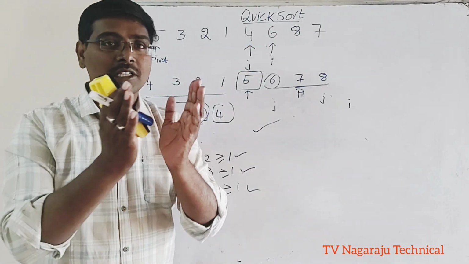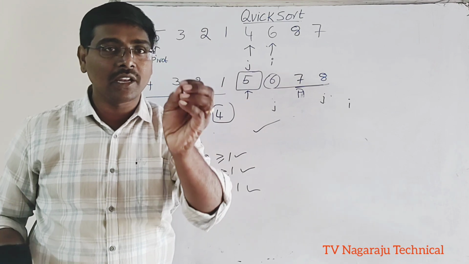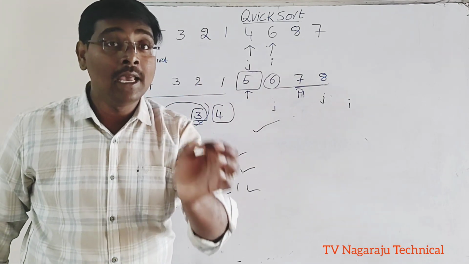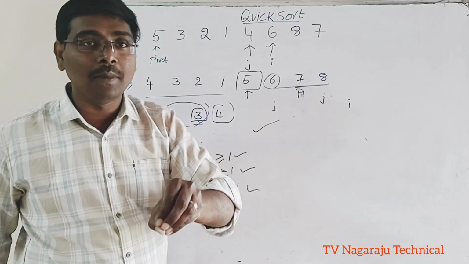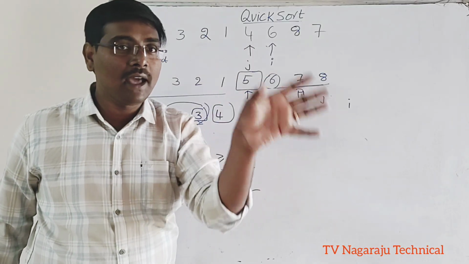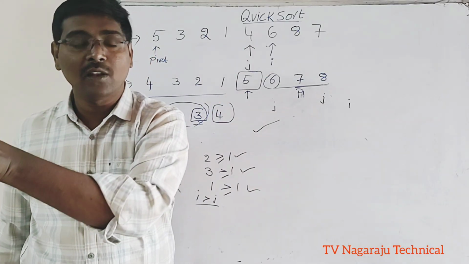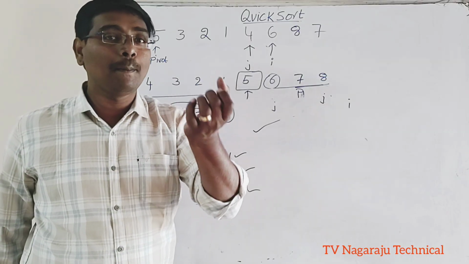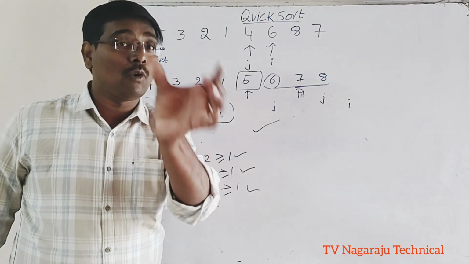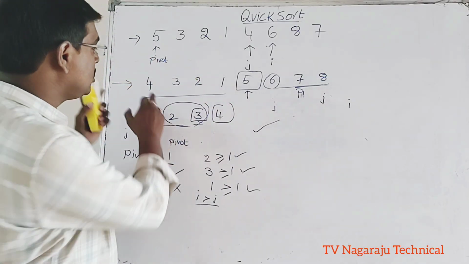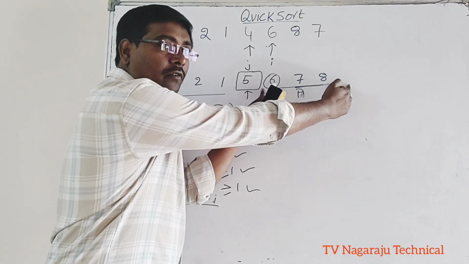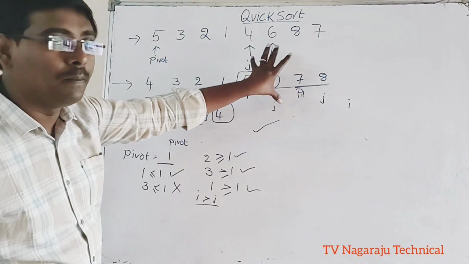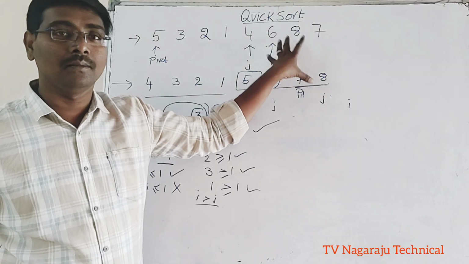You got it? The simple procedure is that in each iteration you need to find the position of the pivot. Once we swap the pivot, all the left side values are less than and the right side values are greater than the pivot, and we apply divide and conquer. What is the divide and conquer? One list is 0 to before the pivot, the other is pivot plus 1 to the end of the list. This is the way to implement the Quicksort algorithm. Thank you.